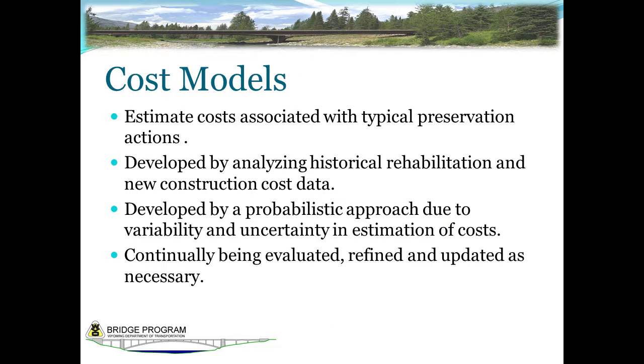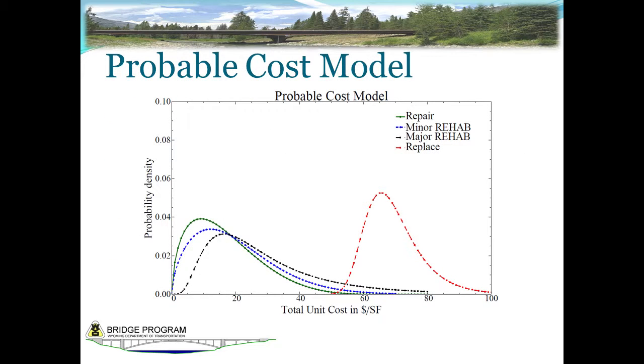And the next model is a cost model. Cost model usually estimates the cost associated with preservation actions. And they are developed by analyzing historical rehabilitation as well as new construction cost data. And we also use probabilistic approach rather than the deterministic cost, and they are renewed annually. So this is our probable cost model. In WYDOT, we have 4 major preservation actions: repair, minor rehab, major rehab, and replace.